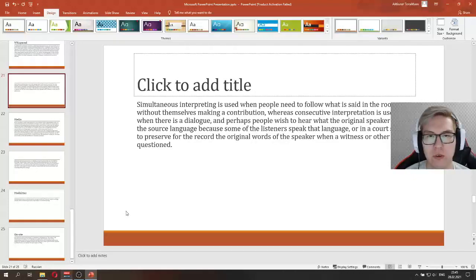Simultaneous interpreting is used when people need to follow what is said in the room without themselves making a contribution, whereas consecutive interpretation is used when there is a dialogue and perhaps people wish to hear what the original speaker said in the source language because some of the listeners speak that language, or in a court setting to preserve for the record the original words of the speaker when a witness or other party is questioned.